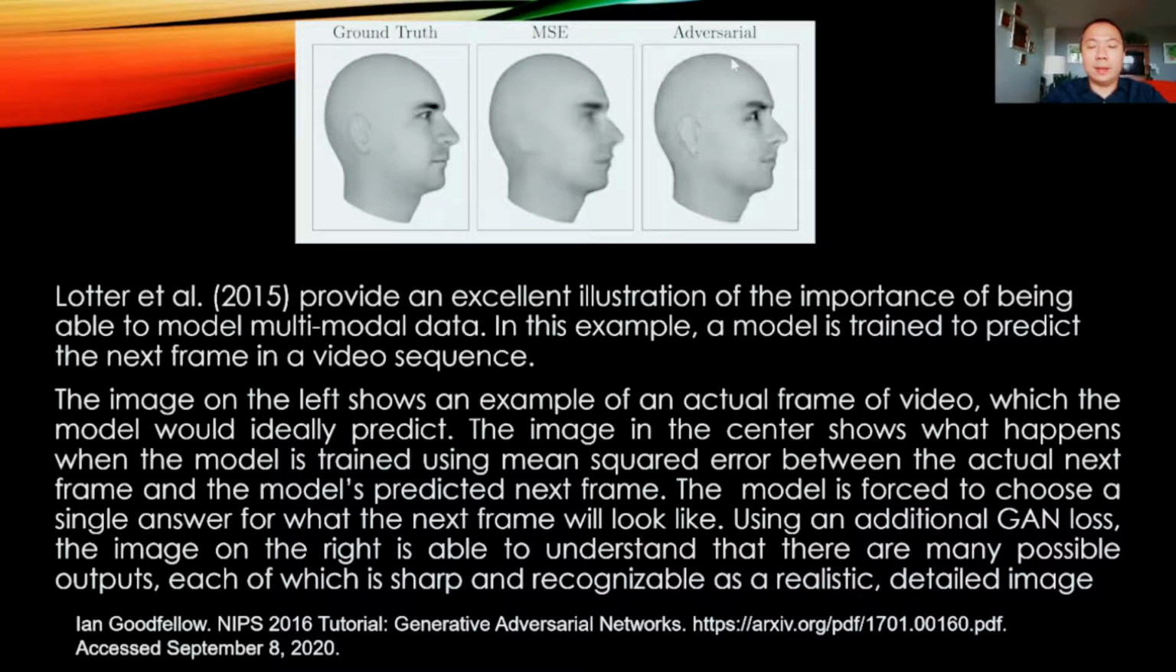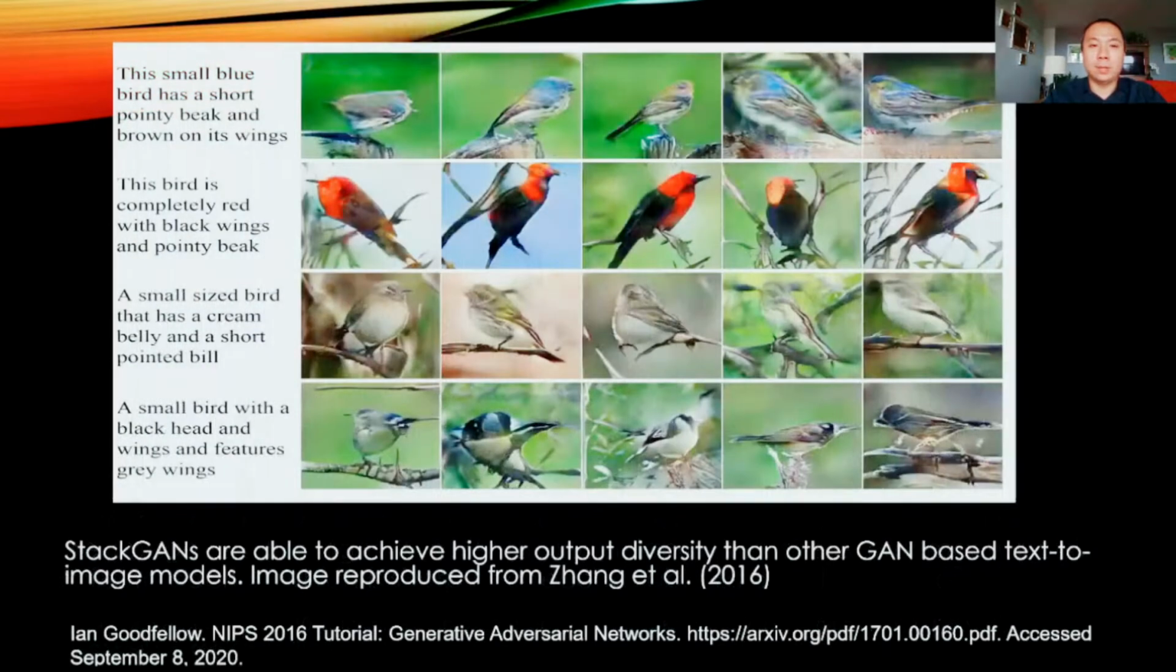But if you use the adversarial model, you can see the ear is much clearer here, as it's much more similar to the ground truth, or the image that you're trying to copy. So comparing MSE with adversarial in this sense, it's able to create a much more realistic and detailed image than other generative models for that matter.